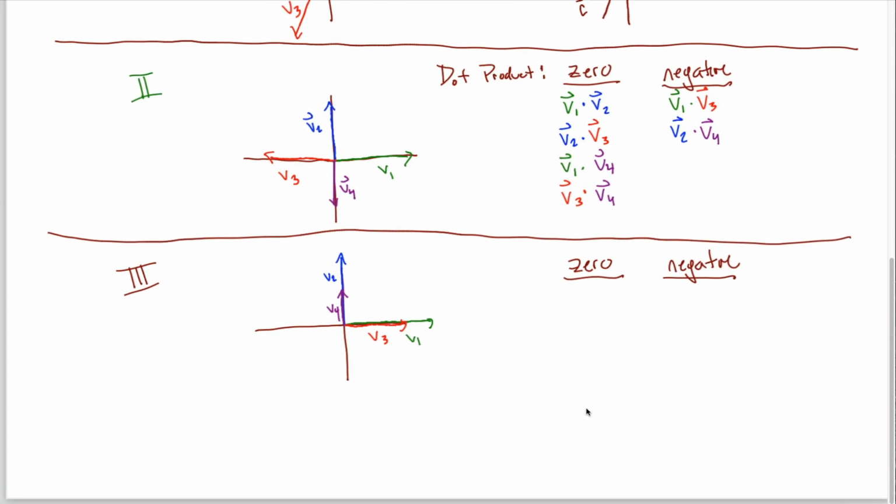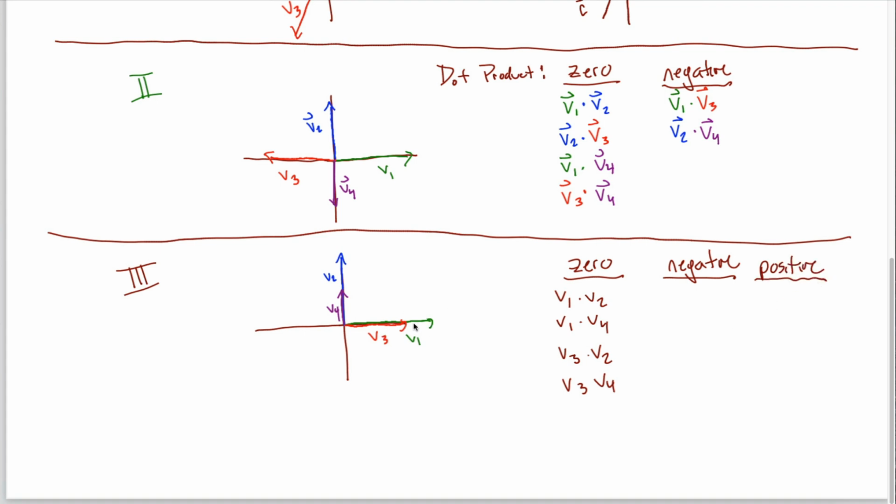Switching colors is kind of a pain, so maybe I won't color code this one. But let's see, the dot product between v1 and v2 and v1 and v4 would both be 0. And the dot product between v3 and v2 and v3 and v4 would also be 0. Oh, we don't want the others to be negative. We want them to be positive. Sure, I can pretend I didn't mess that up.